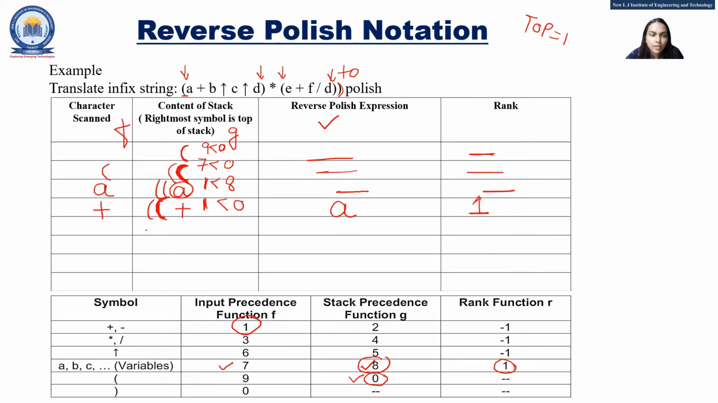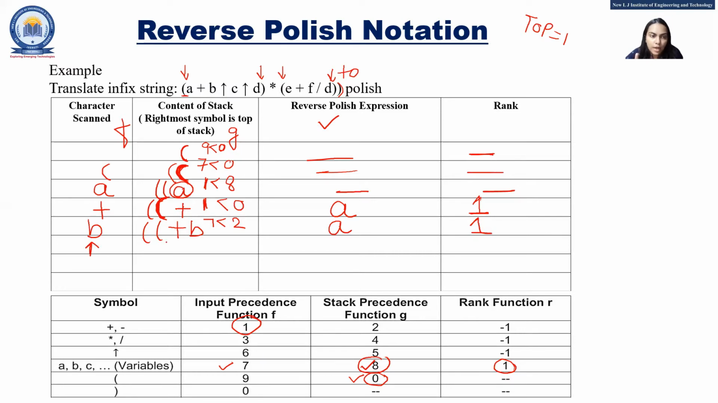Now B. So bracket, bracket, and now we have plus. What about B, students? Input of B is 7 and plus has output precedence 2. Is 7 less than 2, right? So the incoming character has greater precedence. So we need to push it. So here it would be A and here it would be 1.